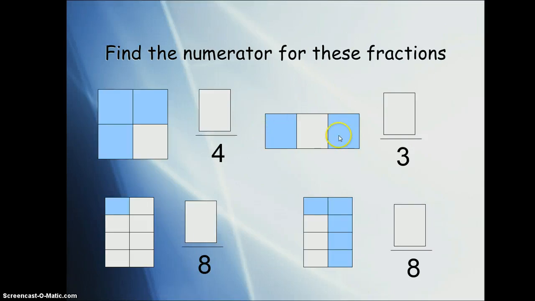1, 2. There are 8 total shapes in this picture. How many are colored in? What is our numerator? If you said 1, you were correct. There's the 1. And the last shape, again, there are 8 total, which is our denominator. What will our numerator be? If you said 5, you were correct. 1, 2, 3, 4, 5. Good job.